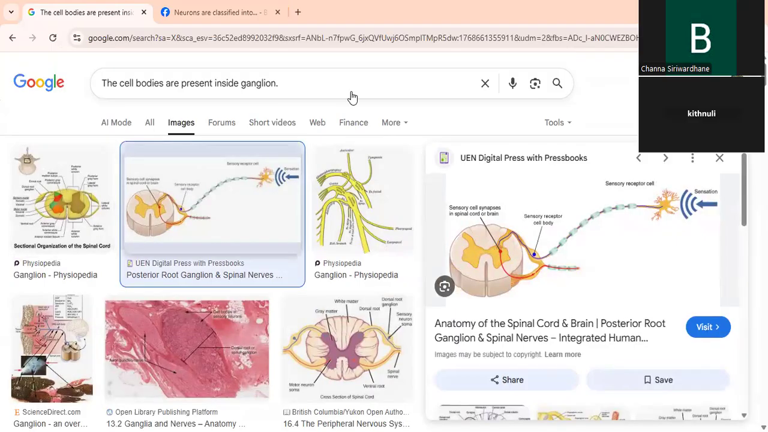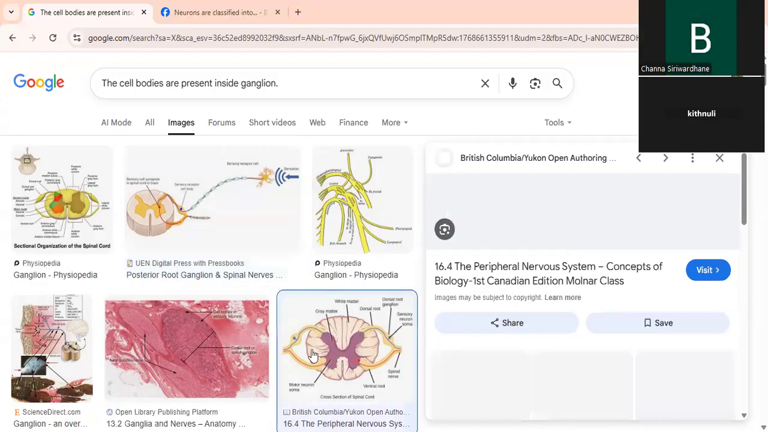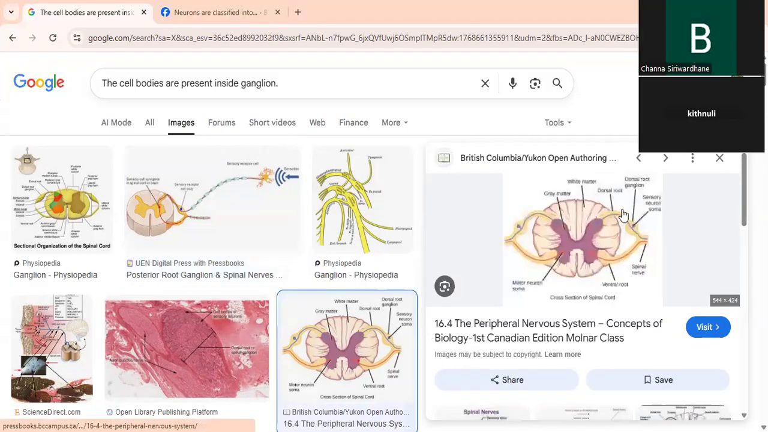Cell bodies are this type of ganglions, which is outside of the brain or the spinal cord, right? For these spots, we are using the name ganglion. This picture will clear it up. Right. Here.